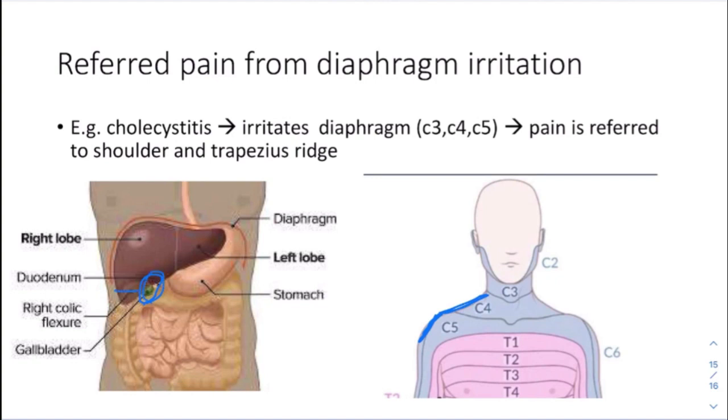The inflammation can spread to the diaphragm, right here, and this irritation of the diaphragm is going to refer this pain to the dermatomes of C3, C4, C5, and you're going to feel pain at the trapezius ridge and the shoulder. And this is because the diaphragm is also innervated by C3, C4, C5, and you have these dermatomes right here. So you will feel pain at these sites.